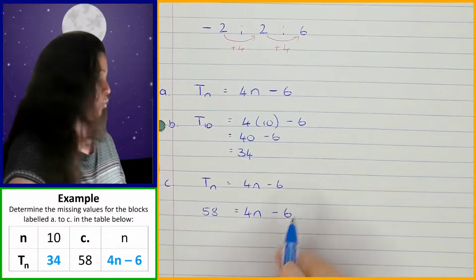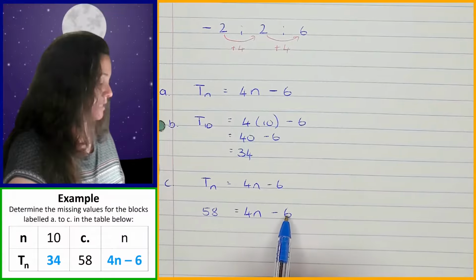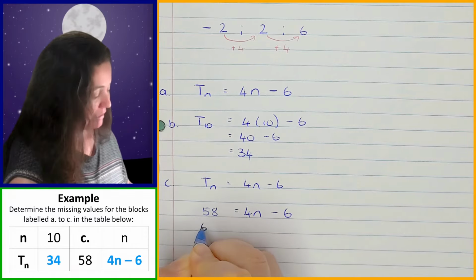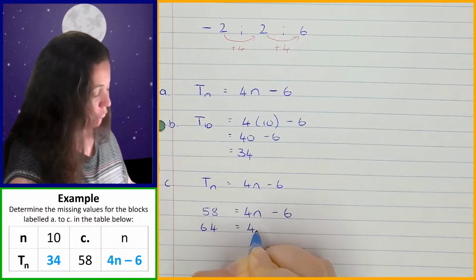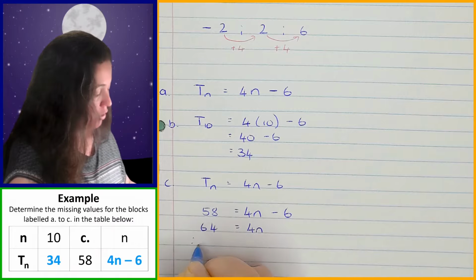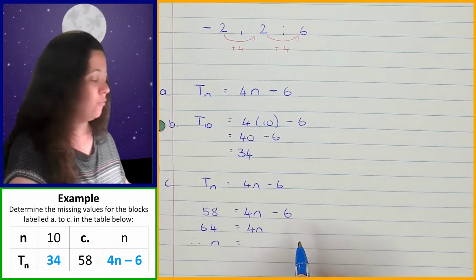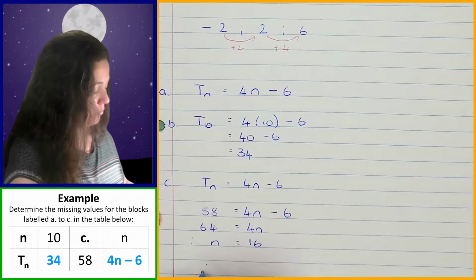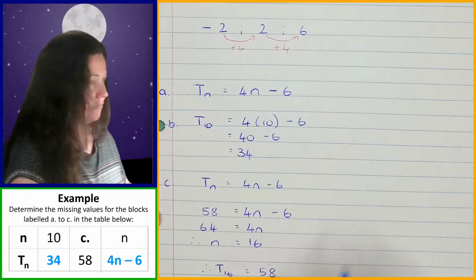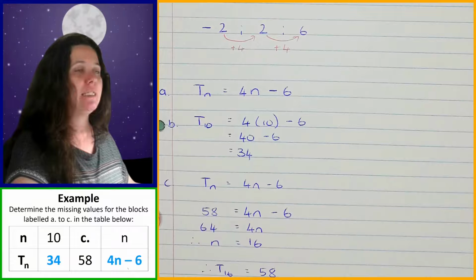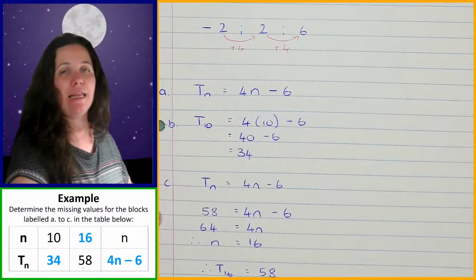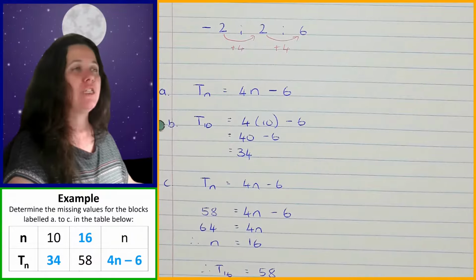Now I need to go and work out what n is. So to work out n, I'm going to take the 6, I'm going to get rid of it here by adding 6 on both sides. So that gives me 64 equals 4n. Then I need to divide by 4 to get what n is equal to. So 64 divided by 4 is going to be 16. So that means that the 16th term, T16, is equal to 58. So over here, I can say in my table that if n is 16, then Tn is 58. Okay, now let's go on to the next example.